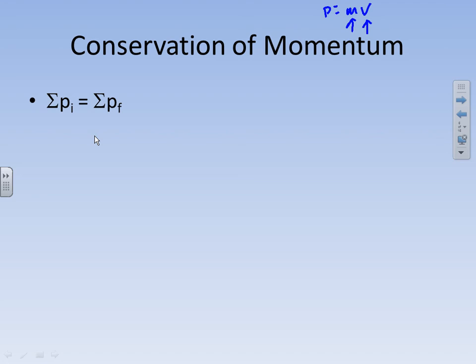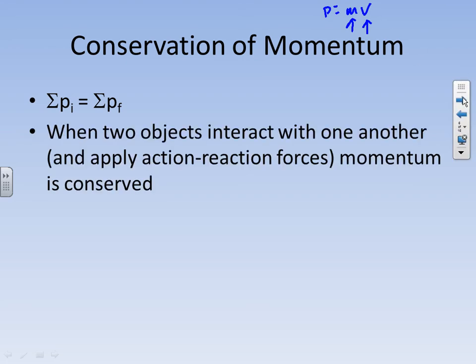Now, that doesn't mean nothing changes. It means the total doesn't change. We may see changes in the individual momentum of individual objects, but the total has to remain the same. When two objects interact with one another, they apply action-reaction forces, and momentum is conserved.